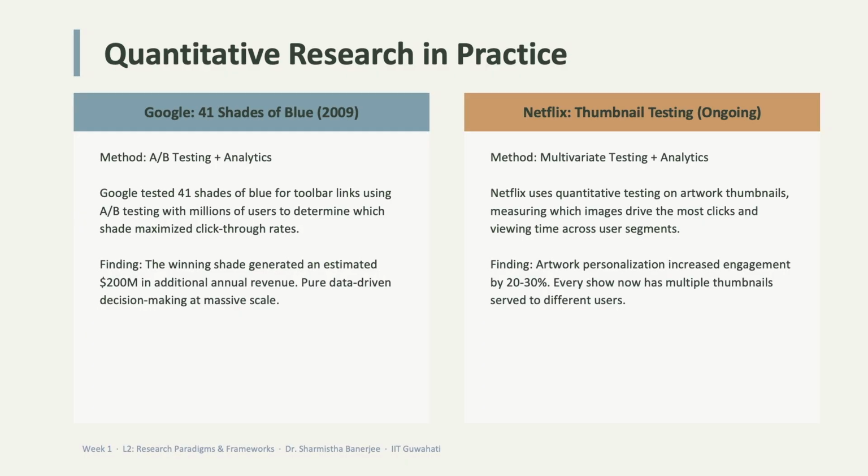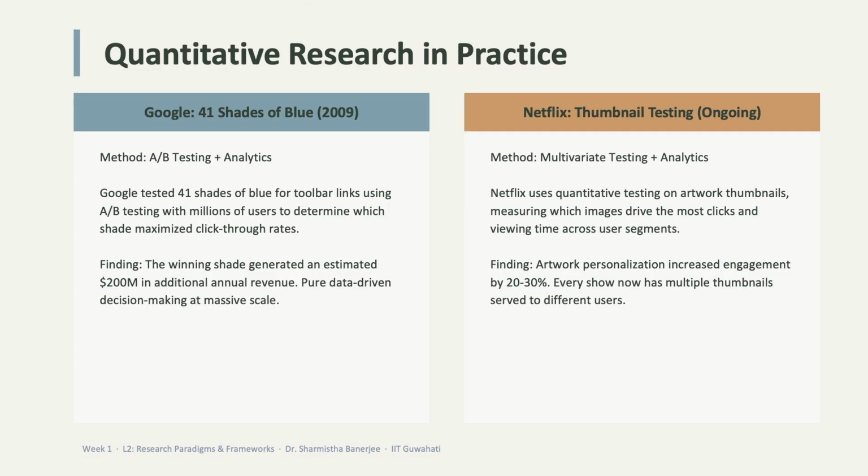We all know about Google's shades of blue. In order to arrive at the shade of blue that Google is using right now, they actually tested 41 different shades of blue. They tested these 41 shades by offering different toolbar links to different user groups. They performed something called A/B testing, where you give an A solution and a B solution and then try to see which one performed better.